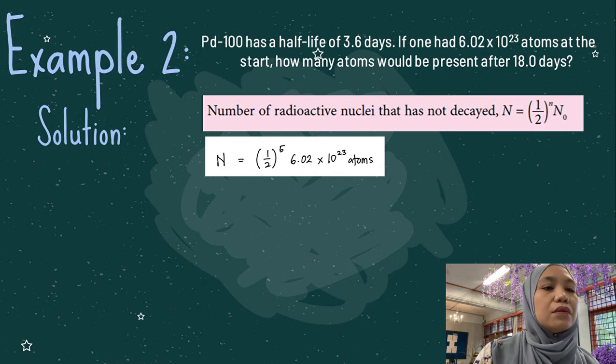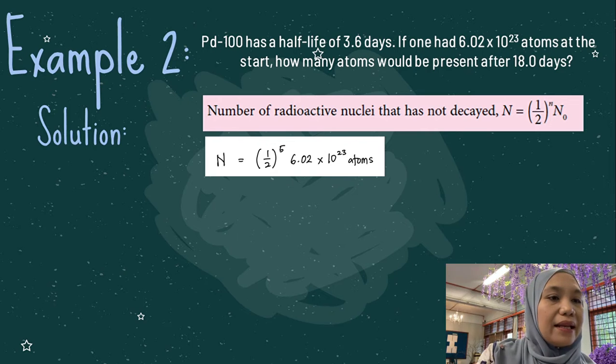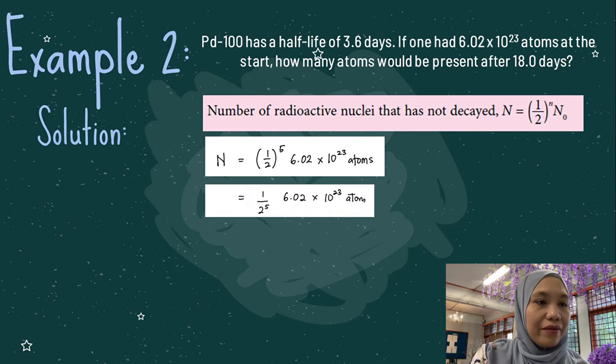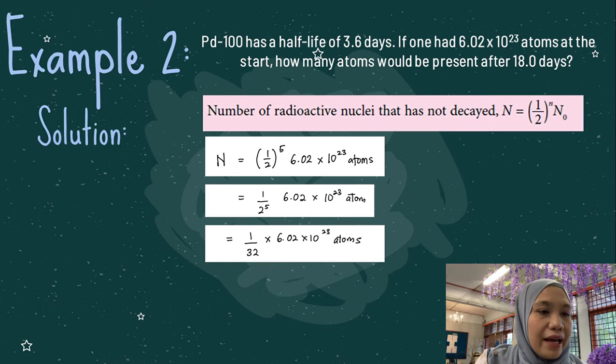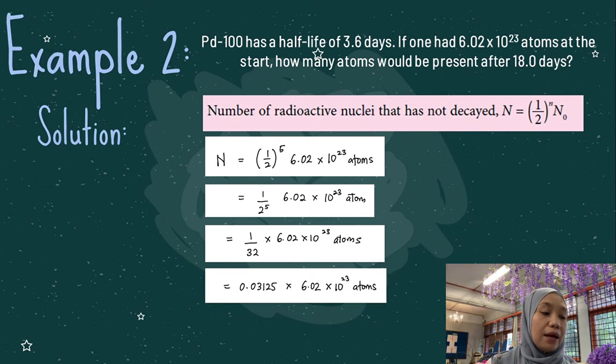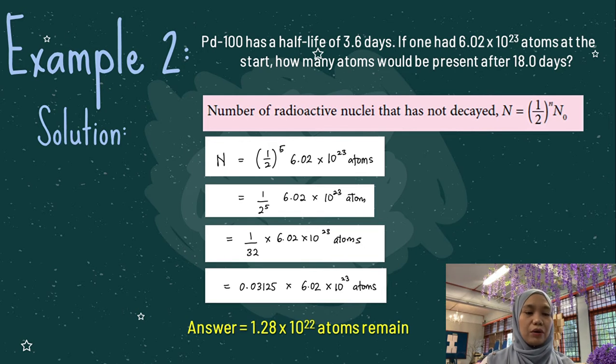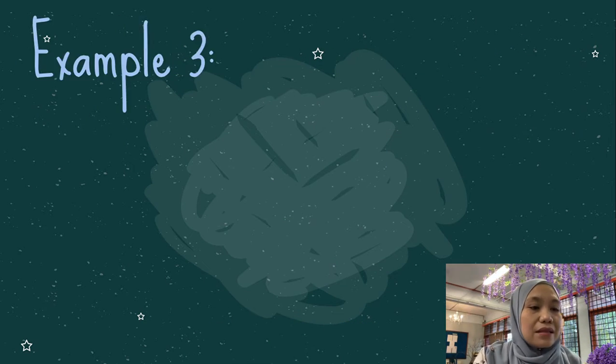So N equals one half to the power of n. Remember that it is the fifth half-life. And 1 over 2 to the power of 5, we get 1 over 32 times the initial number. So we get 0.03125 times 6.02 times 10 to the power of 23 atoms, and the final answer is 1.88 times 10 to the power of 22 atoms remain. Now example 3.